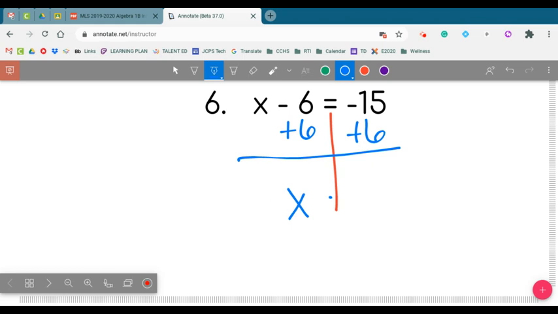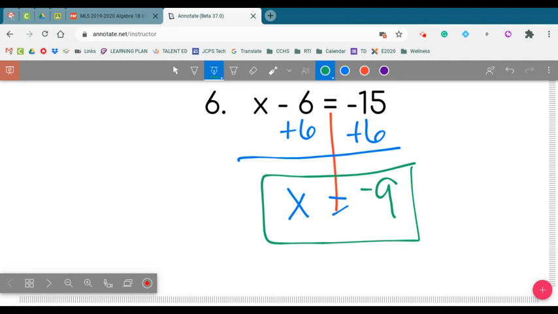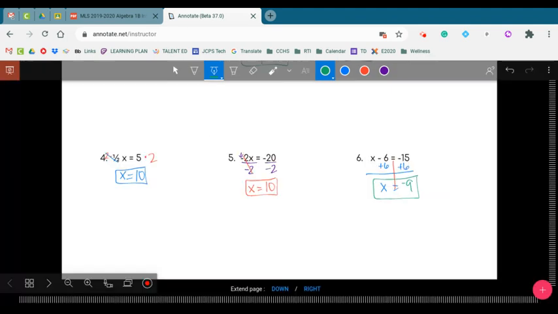So we're going to get x equals, we have negative 15 and a positive 6, so since they're different signs, we subtract. And we keep the sign from that bigger number. So since we have 15 minus 6 would be 9, and we have to keep that negative 9. So x equals negative 9 would be your answer. Okay, let's go on to the next page.